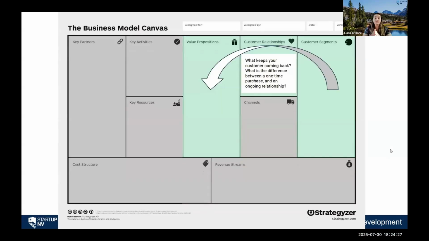Now, your customer relationships. What keeps your customers coming back? What is the difference between a one-time purchase and an ongoing relationship? So I want you to think about if you were on a road trip, why might you choose a chain like Starbucks, for example, over a local coffee shop? Even though we know we should be supporting local, why would you choose Starbucks if you're in a hurry, you're just getting through town and you're on your way to the next place? What makes you choose Starbucks? Feel free to put anything into the chat.